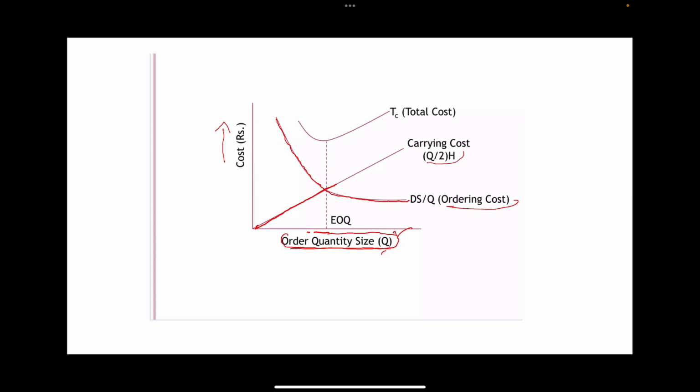So the carrying cost will be Q by 2 into H, where H is the holding cost per unit. If the quantity is high, there is significant carrying cost associated with that. So the total cost, you can see, will look like this. It achieves a minimum when these two are equal, and you need to find this quantity, that is the economic order quantity.